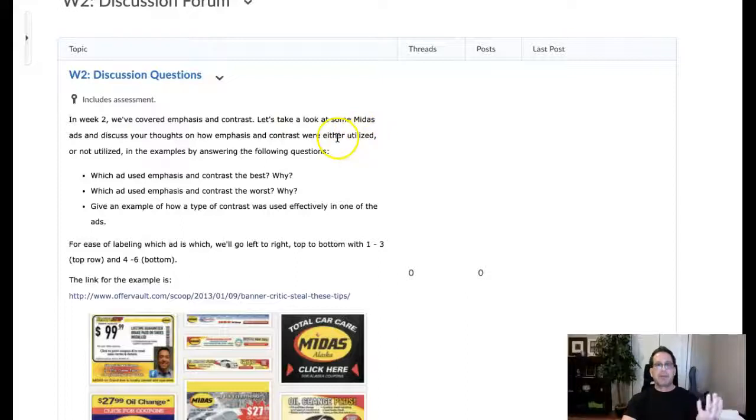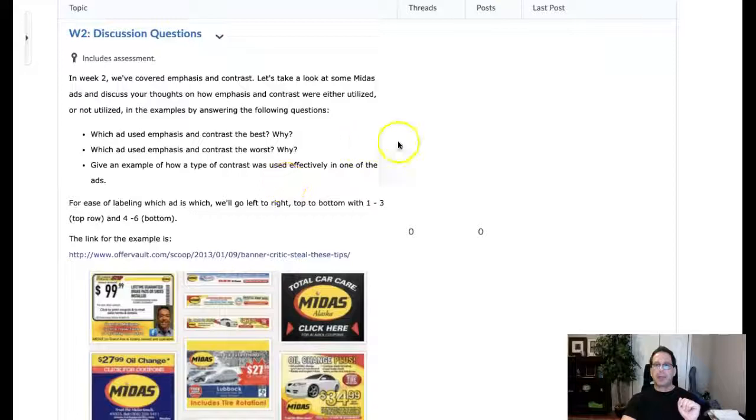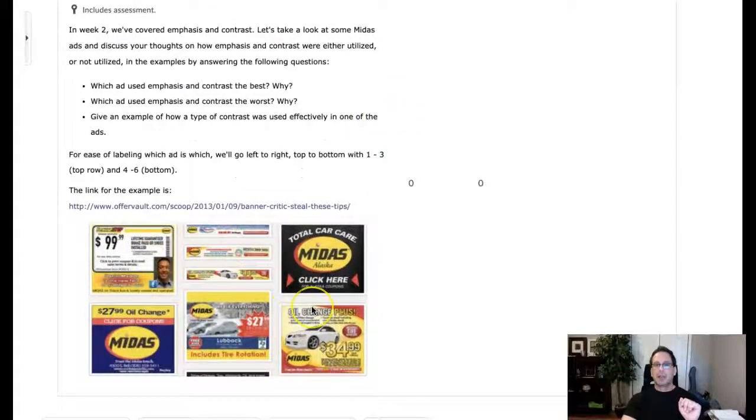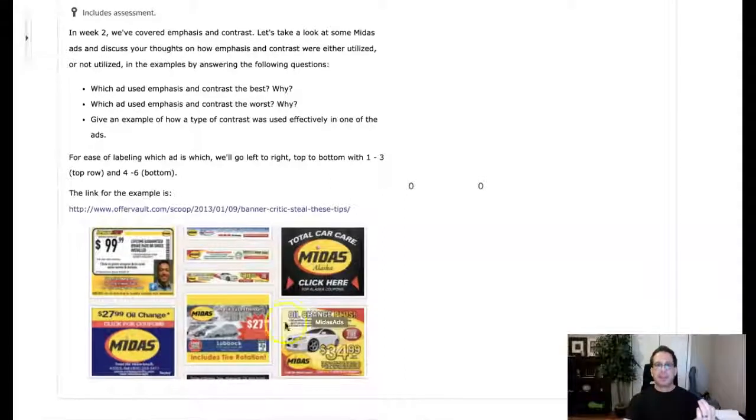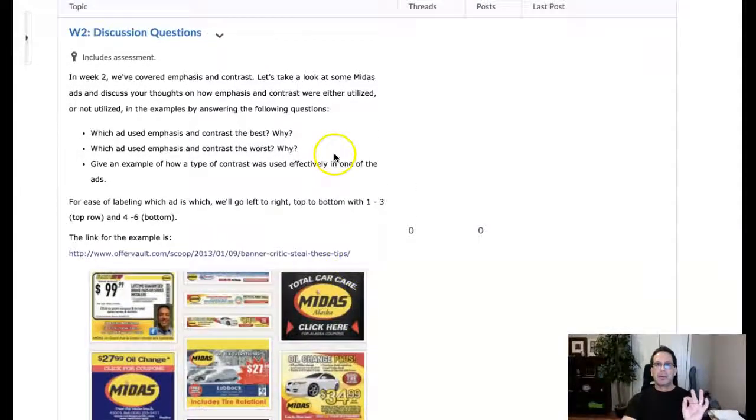Okay, in week two, we covered emphasis and contrast. Let's take a look at some Midas ads and discuss your thoughts on how emphasis and contrast were either utilized or not utilized in the examples by answering the following questions. We're going to decipher, are these principles being displayed here or are they not? So it's up to you.